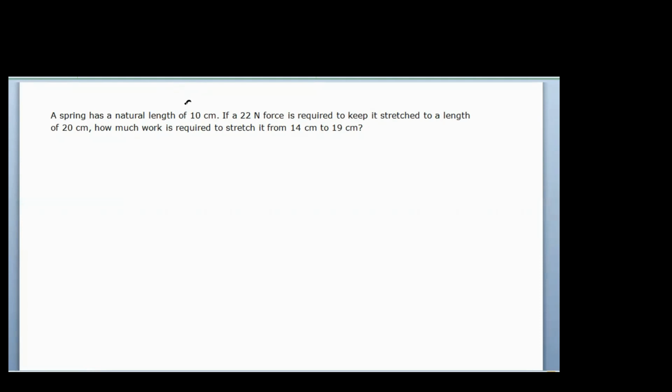And so this is going to be 0.1 meters. What else do we got? This will be 0.2 meters. And then this will be 0.14 meters and 0.19 meters. And then we don't have to worry about that later on. And now let's actually jump into the problem.